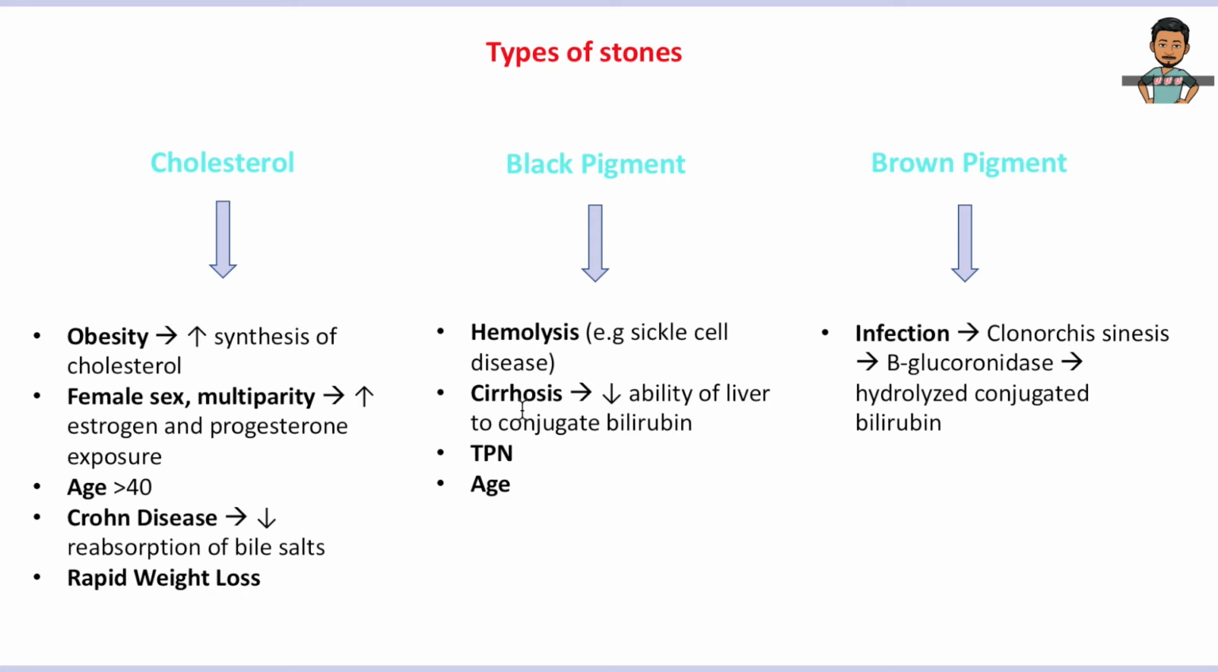Cirrhosis affects the liver, causes liver failure, so we're going to have decreased ability of the liver to conjugate bilirubin, once again increasing unconjugated bilirubin concentration. TPN I already explained, and of course age greater than 40.